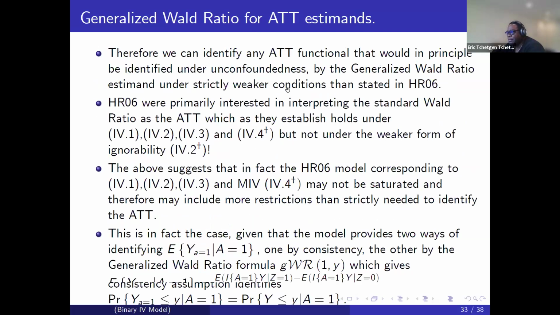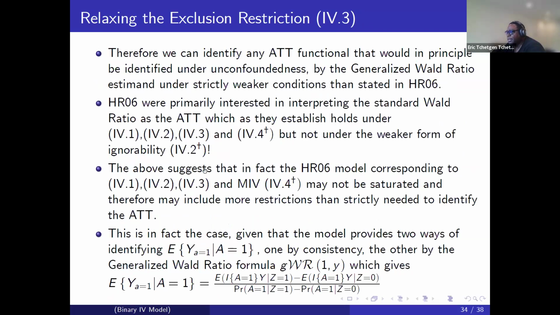All right, and so why is this important? The above observation actually suggests that the Hernan and Robins 2006 model, corresponding to IV1, 2, 3, and the multiplicative IV model, is actually not saturated. It imposes a restriction on the observed data, and therefore may include more restrictions than strictly needed to identify the ATT. And this is bad news, but also good news, because that means you actually have an extra degree of freedom in that model. And so what we're going to do with that extra degree of freedom is relax one of the other IV conditions. We're going to relax IV3, the exclusion restriction.